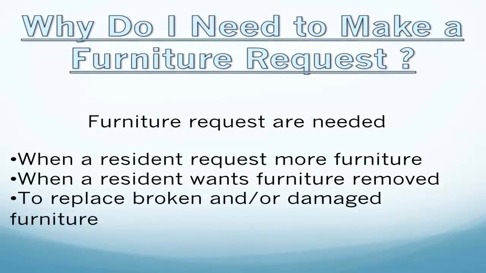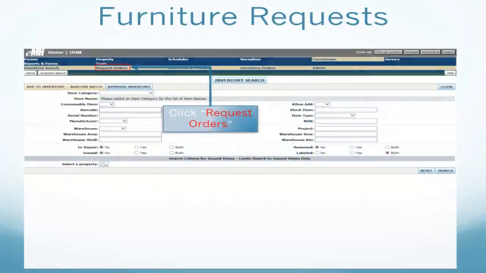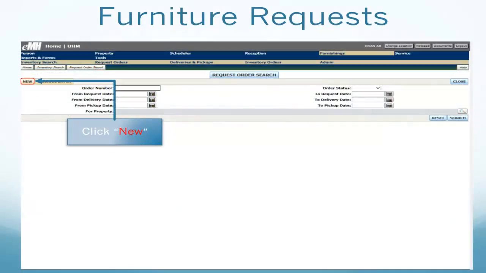Furniture requests are needed when a resident requests more furniture, when a resident wants furniture removed, and to replace broken and/or damaged furniture. Click on Furnishings. Click on Request Orders. Click on New to make a new furniture request.